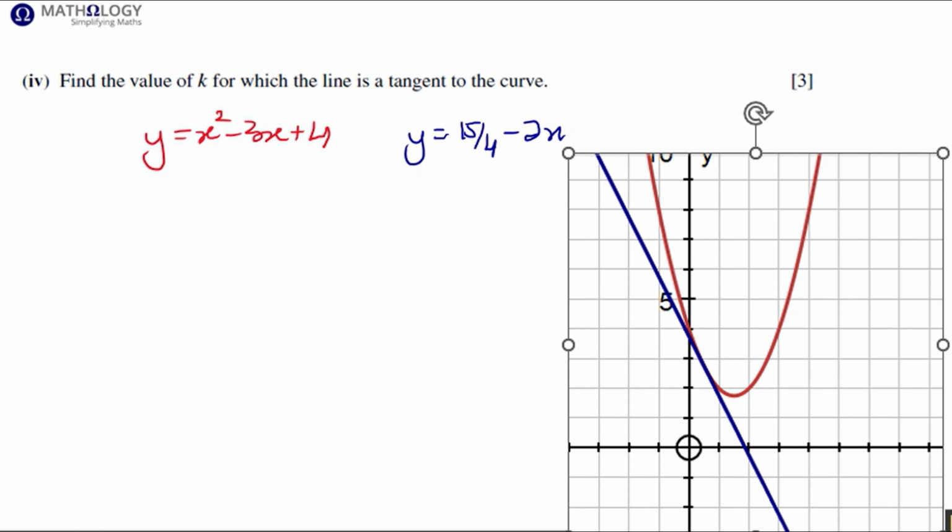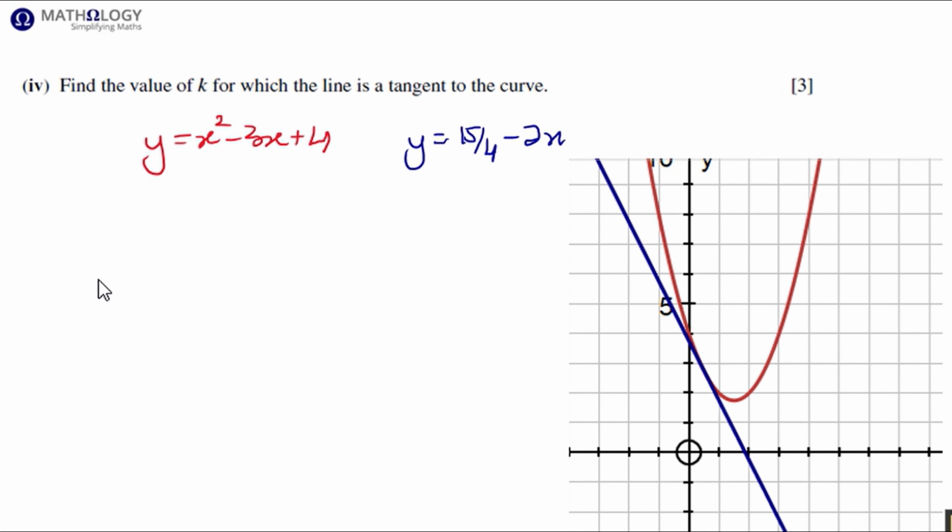And we can verify the solution by drawing an accurate graph of both functions, y equals x squared minus 3x plus 4 and y equals 15 over 4 minus 2x. And we can clearly see that there's 1 point of intersection. The straight line is a tangent to the curve.